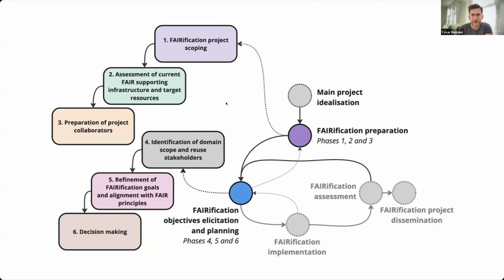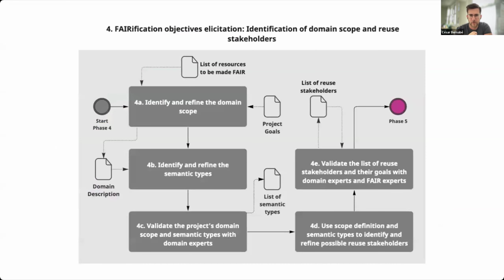For the sake of time, I don't have time to explain each of the phases, but I wanted to exemplify phase 4. All phases are further described in steps. And phase 4 focuses on identifying the domain scope and also identifying reuse stakeholders. So it starts by identifying and refining the domain scope by, for example, descriptions of the domain or mind maps and slides.